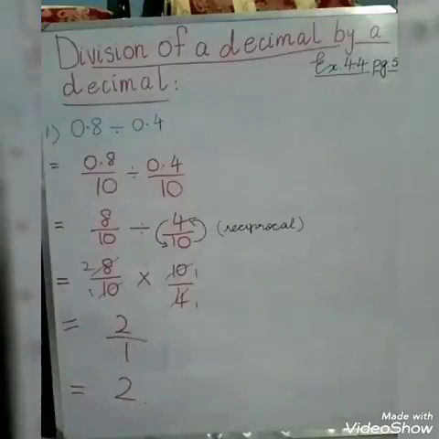Alright. What have we done simply? First, we have to remove the decimal. Then we have to take the reciprocal of the second fraction, and then we will see if there are any cancellations. We will cancel out the numbers. Otherwise, simply we will multiply and we'll see what we get in the answer.